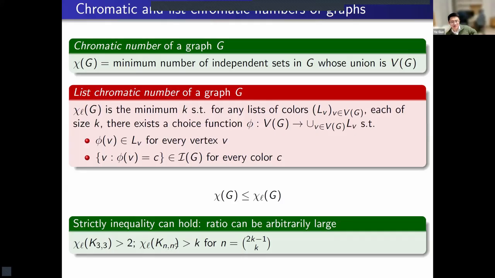But we know that for the bipartite graph K_{N,N}, the chromatic number is just 2. So it means the ratio between the list chromatic number and the chromatic number can be arbitrarily large. Okay, so that is the chromatic number and the list chromatic number for graphs. Is there any question about this part?